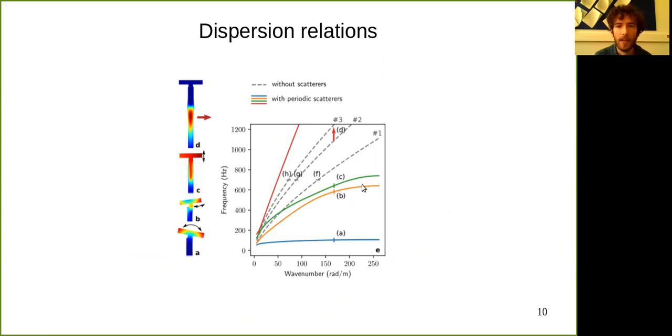And here in color, the curves with scatterers. You see that with these insets here, modes 1 and 2 hybridize efficiently with a longitudinal and a vertical resonance. And if you look at higher frequency, at this inset here, you see that the net effect is effectively to clamp the surface.